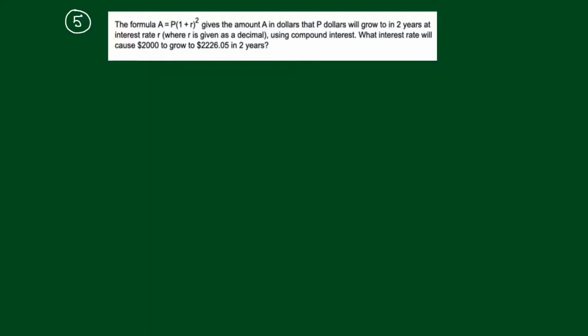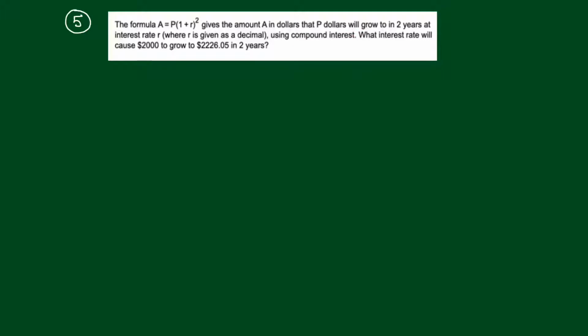We're given a formula here that comes from finance. It says that A is the amount of dollars that accumulates in some account when you put in P, the principal, at that interest rate. Let's just read it. It says the formula A equals P times (1 plus R) squared gives the amount A in dollars that P dollars will grow to in 2 years at the interest rate R, where R is given as a decimal, using compound interest.